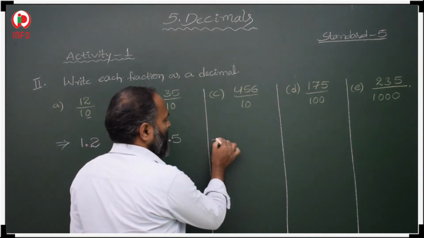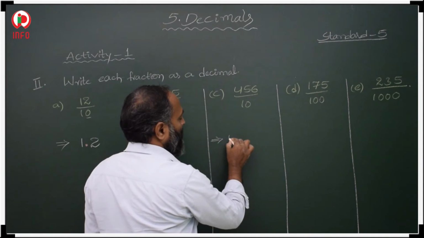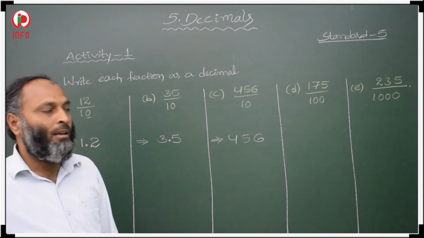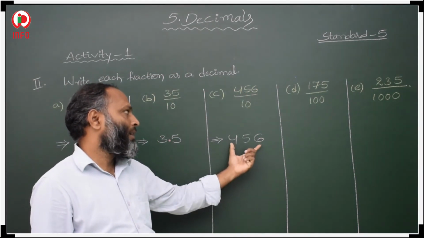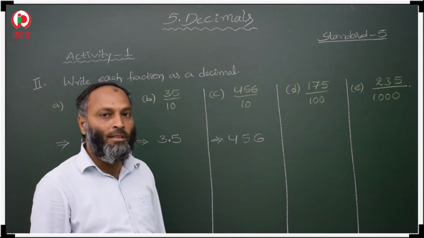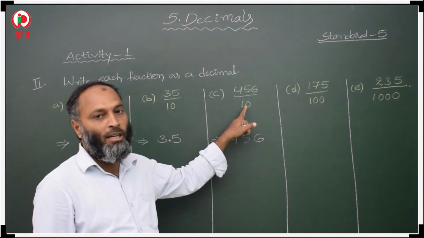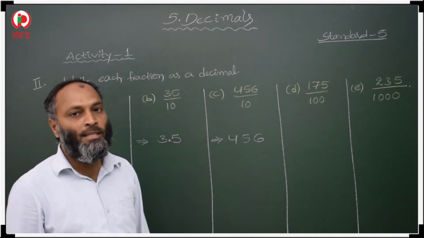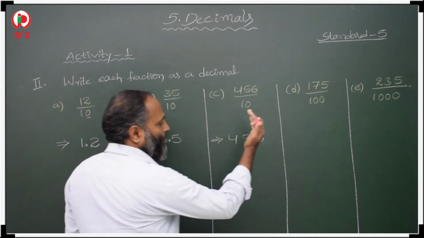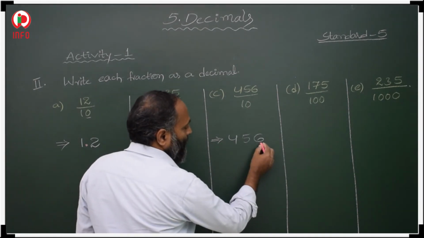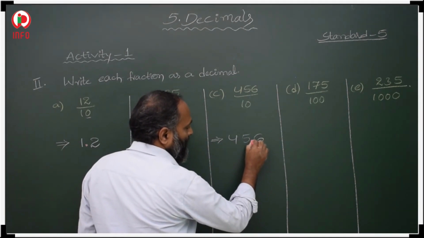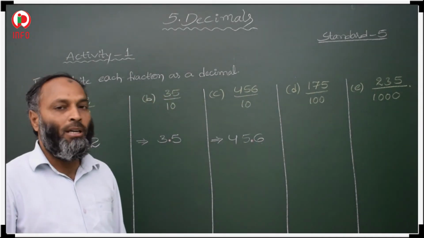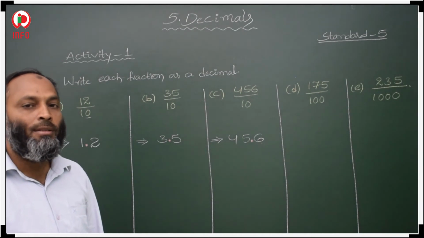Next, here also 456. First we take the numerator, that is 456. Then after that we take the denominator. 10 is there, 10 means 1 zero is there. If 1 zero, then from right to left, after 1 place you keep a decimal point: 45.6.